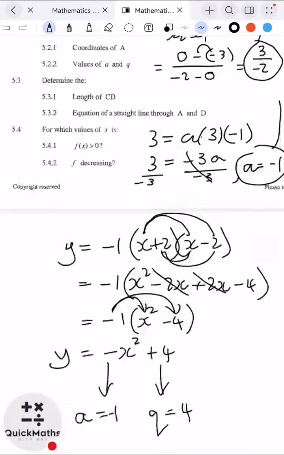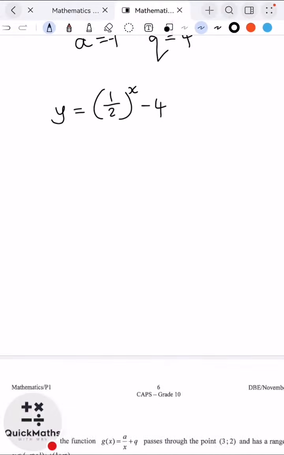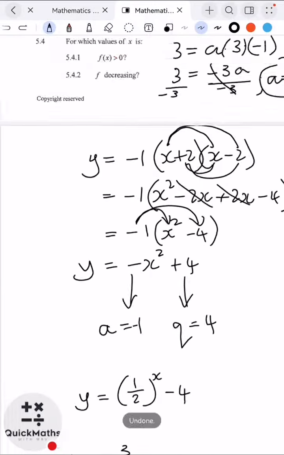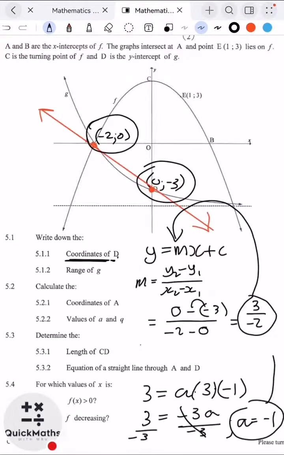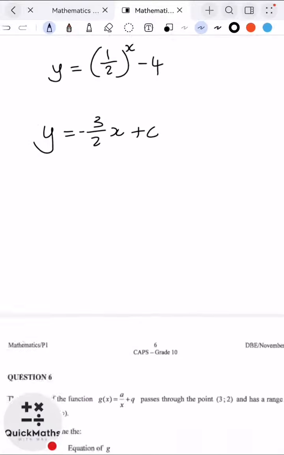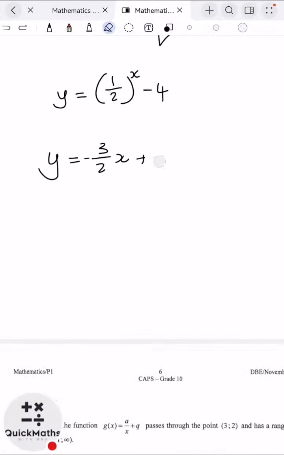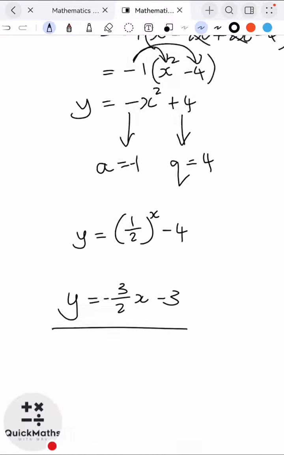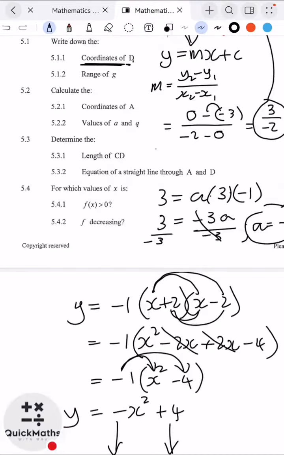Okay, and then I must find c. So I'm going to say y is equal to 3 over 2 negative x plus c. I need to find c, but we should already know what c is on a straight line. c is the y value of the y-intercept, and we again have that as D. So then our c value is minus 3. Okay, and that was the equation of our straight line.